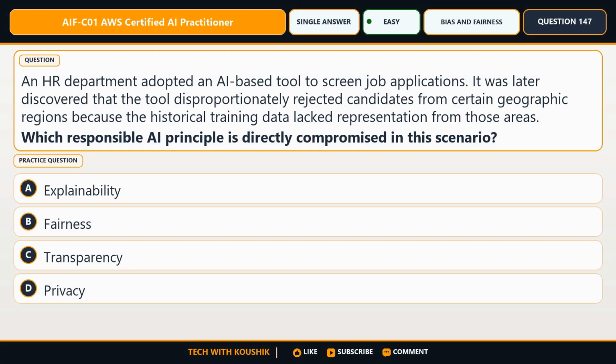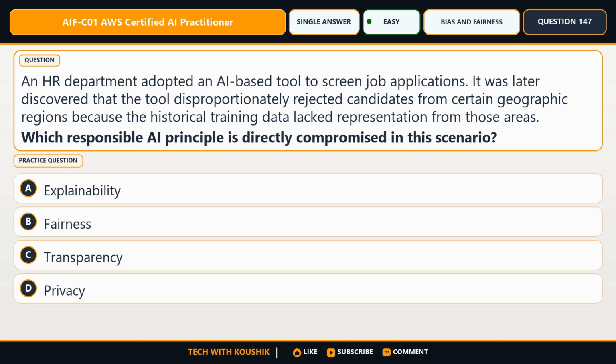Let's break down question number 147. The focus now shifts to bias and fairness. Review the scenario and identify what must be achieved. An HR department adopted an AI-based tool to screen job applications. It was later discovered that the tool disproportionately rejected candidates from certain geographic regions because the historical training data lacked representation from those areas. Which responsible AI principle is directly compromised in this scenario?